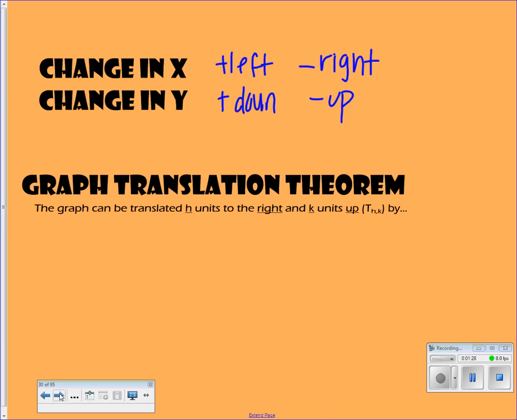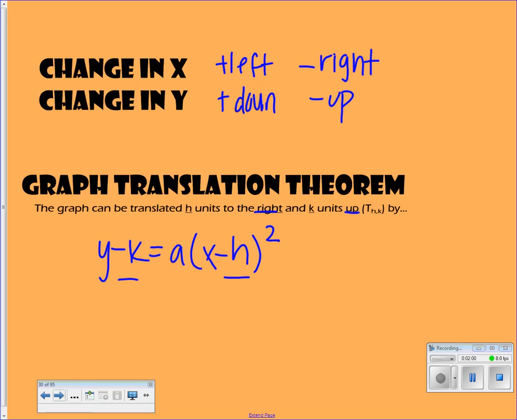Now that should seem kind of backwards to you, and that's exactly how I tell students to remember it: it's kind of an opposite day, because usually we would think negatives would be left and down, but today they're positive. And that's because of this graph translation theorem. It says y minus k equals a, and then x minus h squared. So it's kind of taking the normal y equals ax squared, and then shifting it to the right and up. So that's where you get right and up.